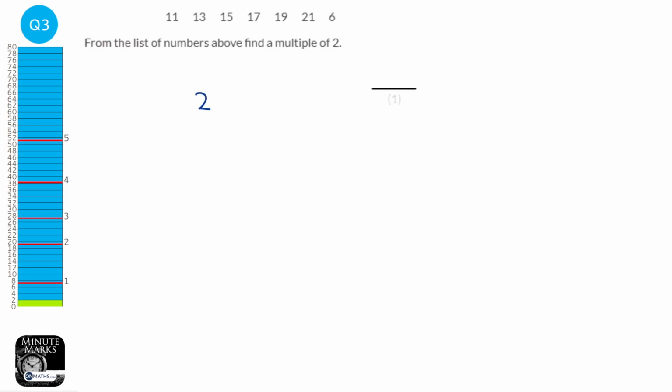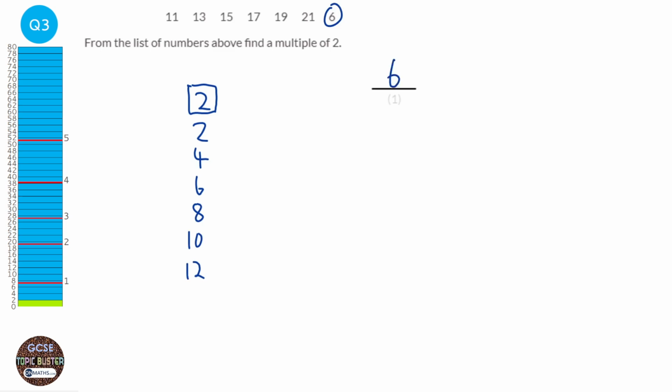Multiples are times tables, so the multiples of 2 are the times table of 2. So 2, 4, 6, 8, 10, 12, etc. So the only number in this list that is in the 2 times table is the 6.